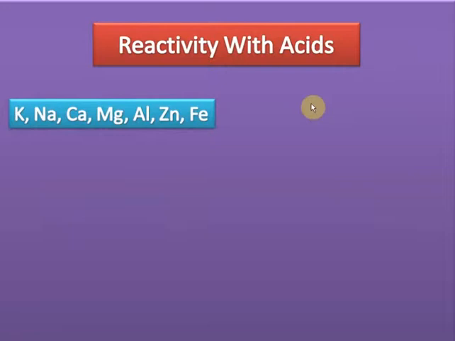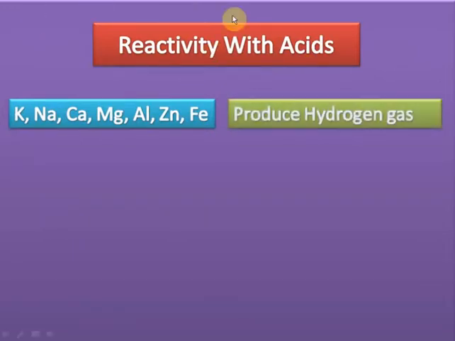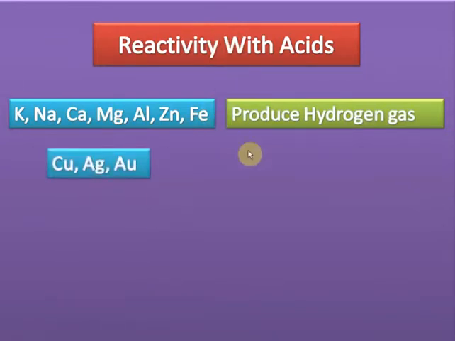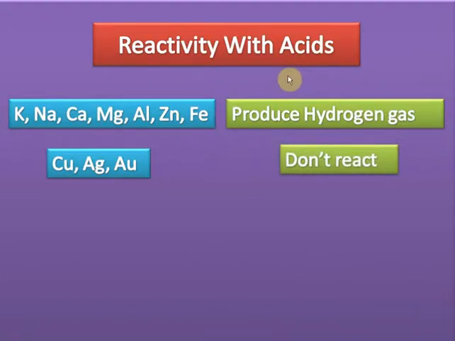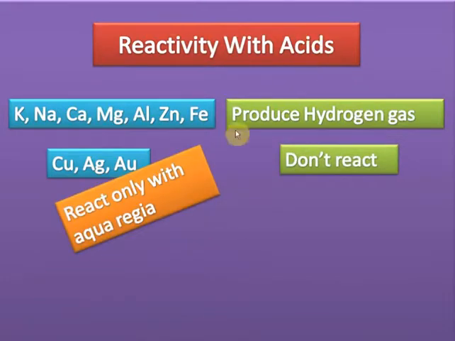We had learned that sodium, potassium, calcium, magnesium, aluminium, zinc and iron all produce hydrogen gas with acids. However, copper, silver and gold do not produce hydrogen gas with acids. They don't react at all. However, we had also learned that gold reacts only with a certain acid called aqua regia, which contains nitric acid and hydrochloric acid.